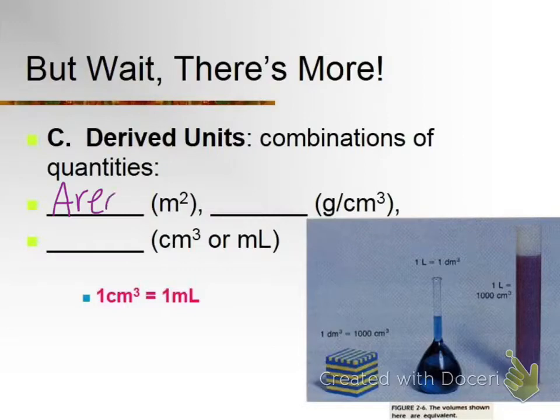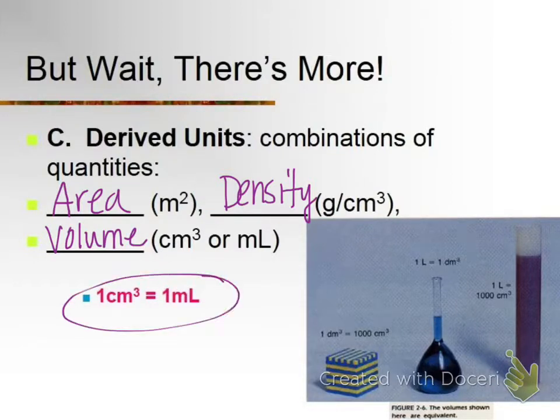Area. Because area, how do we determine area? Length times width. So a meter times a meter would give us meters squared. The grams per centimeter cubed is going to be density. Okay? And then volume, we can use a centimeter cubed or milliliter.